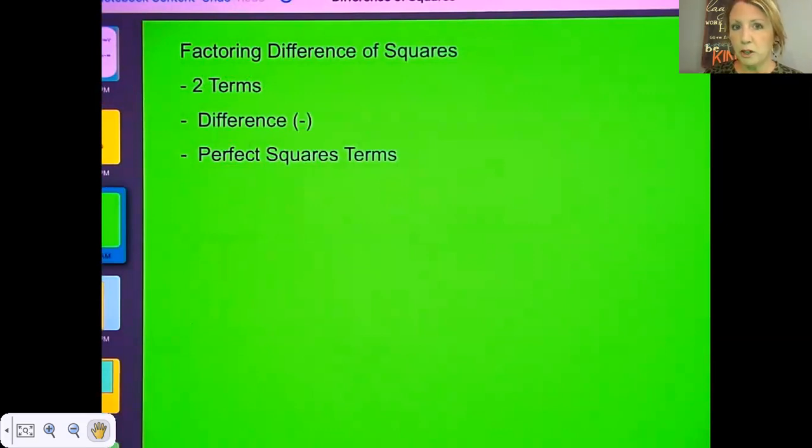And that's what we'll get to tomorrow. Tomorrow we'll look at where we take out a greatest common factor and then we continue factoring with one of the methods we've learned up until this point. Okay, so let's take a look at some examples.